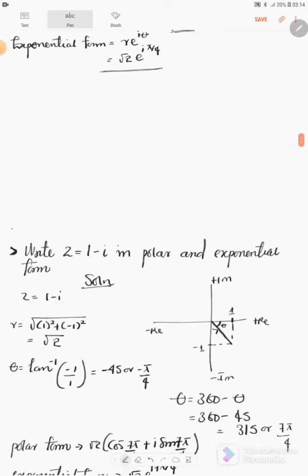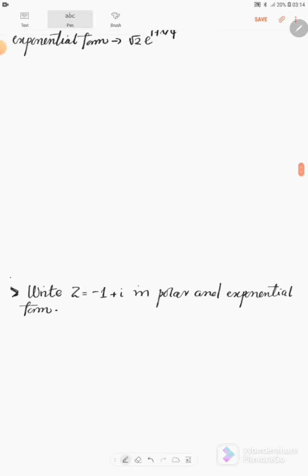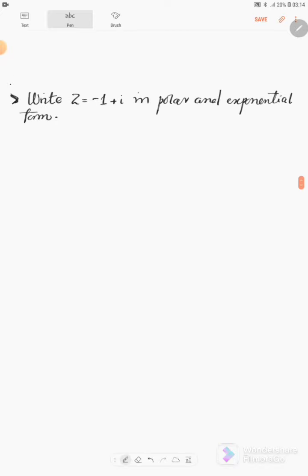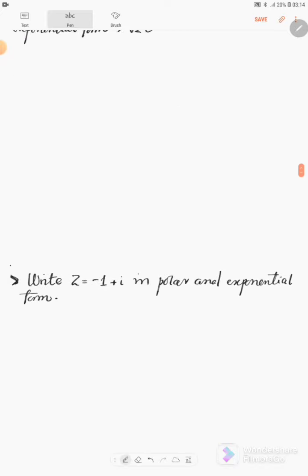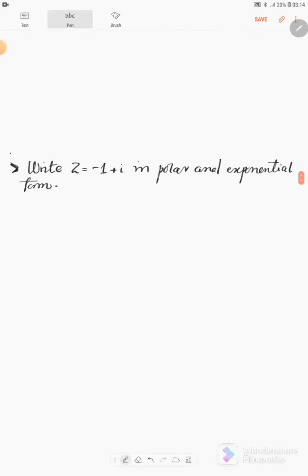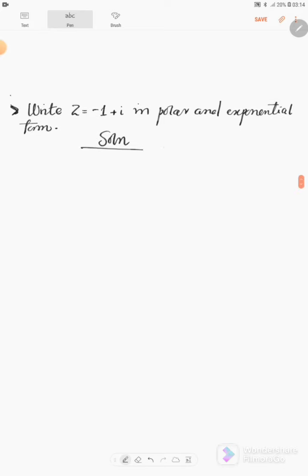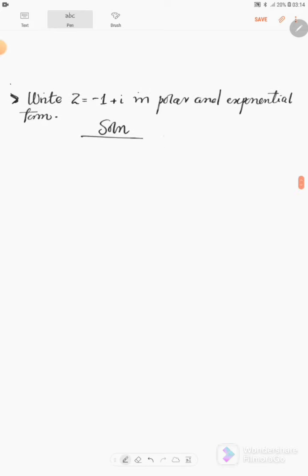Okay, moving to the third example. Write z equals -1 plus I in polar and exponential form. If you feel that the first and second examples were enough, you can just pause the video, solve it on your own, then play it and check for the answers. I guess that can be the easiest way to learn or to follow. Solution. Write z equals -1 plus I in polar and exponential form.